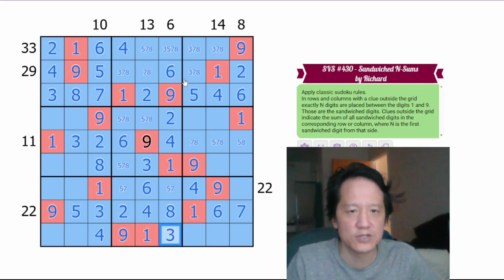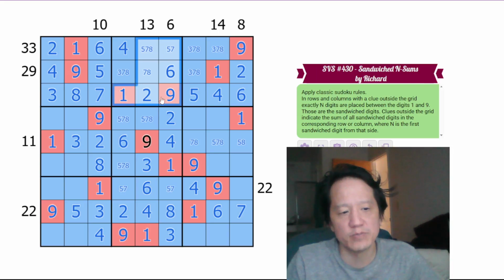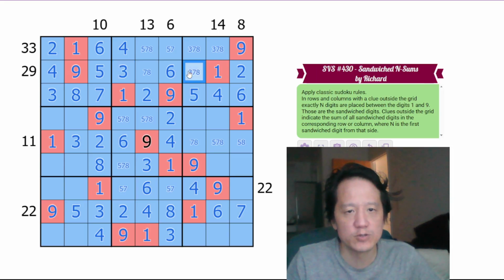That leaves us as a 3. This can't be 3 or 8 here. So it's a 5 or 7. We have a 5, 7, 8 triplet in box 2, which eliminates 5, 7, and 8 in the rest of the box. So this must be a 3 here, which means this can't be 3.